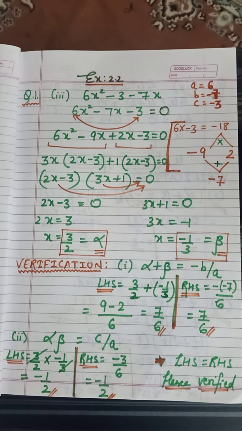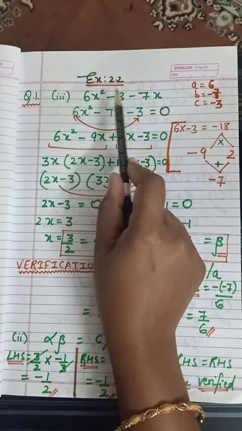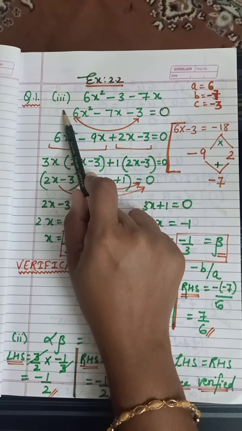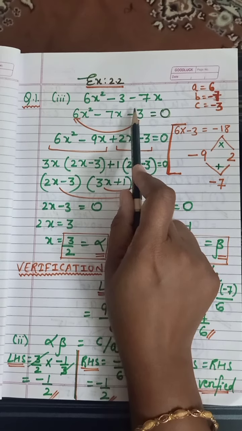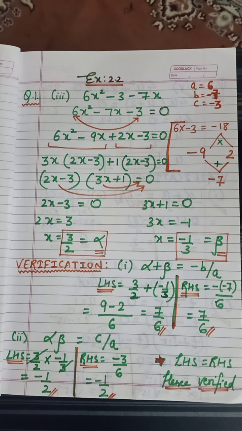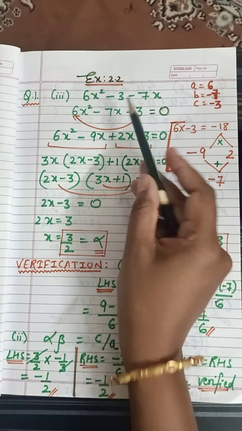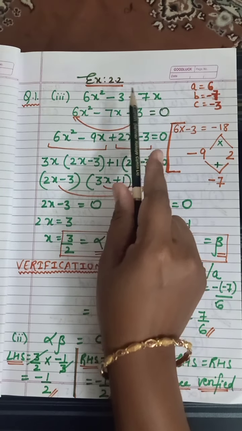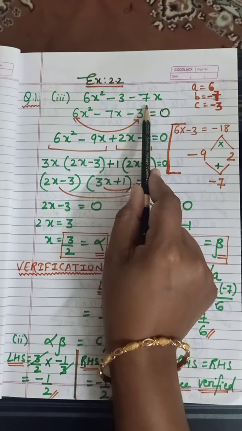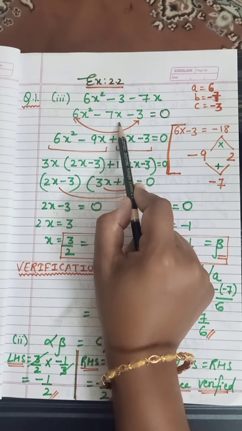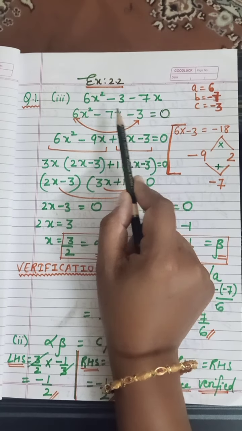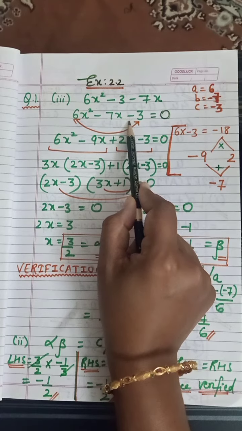Let us take examples. Exercise 2.2, question number 1, third part. So 6x square minus 3 minus 7x. As I know, the standard form is ax square plus bx plus c. It means the power of the variable should be in descending order. So I have to arrange this polynomial. So it will be 6x square, then minus 7x will come first, and then minus 3. So 6x square minus 7x minus 3.